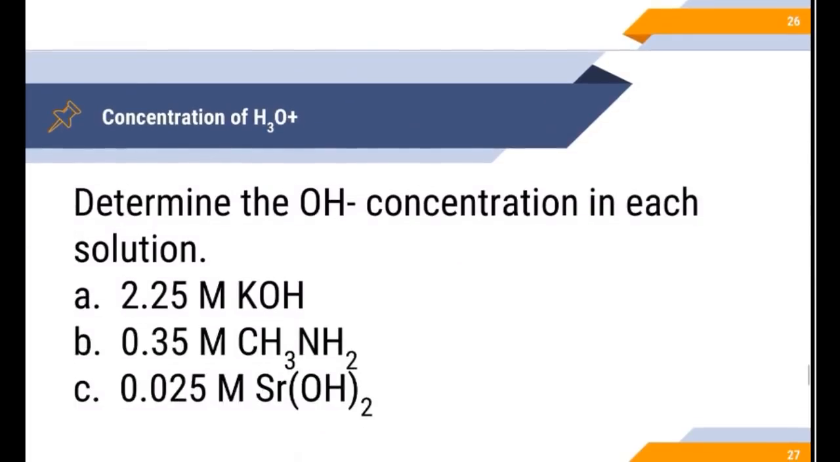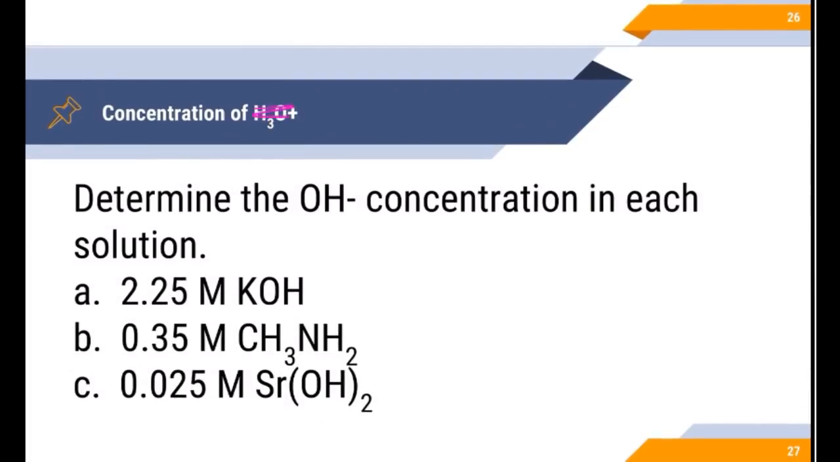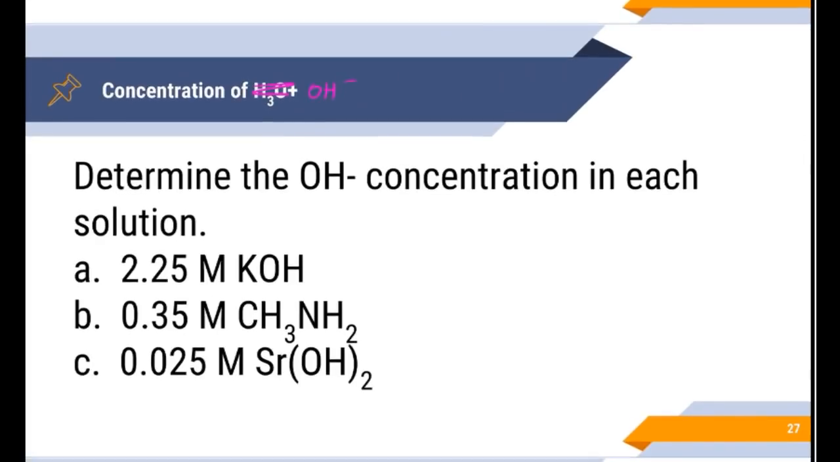So let's look at this. We're going to determine the concentration of OH. If it's strong, we can treat it differently than if it's weak. So go ahead and pause and find these out. Potassium hydroxide is strong, so it's going to be equal, right? I see a 1-to-1 ratio here. So it's going to be 2.25 molar is equal to our OH concentration.